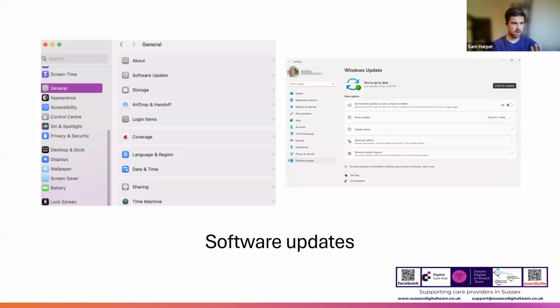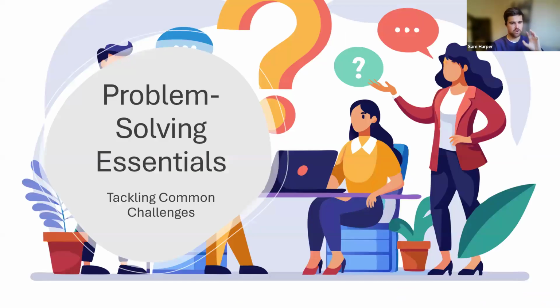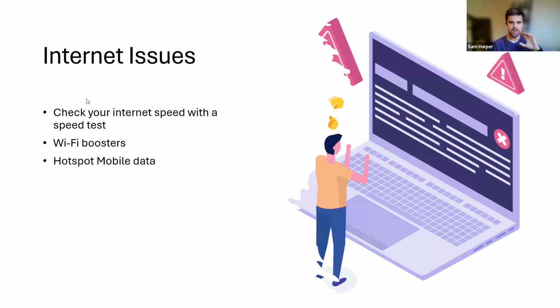Now, we'll open for questions in a couple of minutes, but before I do that, I just want to highlight that we are going to do a part 2 session. That part 2 session will go into the problem solving essentials. If you go across to our website, it won't be up yet, but it will be coming. We'll highlight it as part 2 problem solving essentials. From there, you can book on, and I'll go through all of those common challenges like different internet issues, for instance, how to check your internet speed.